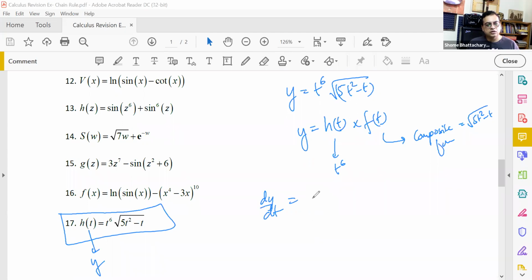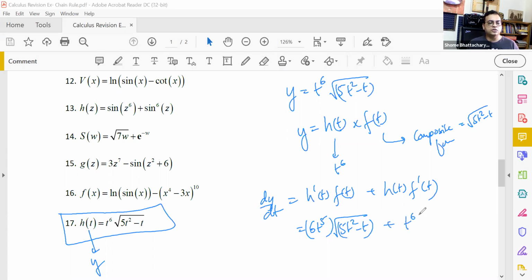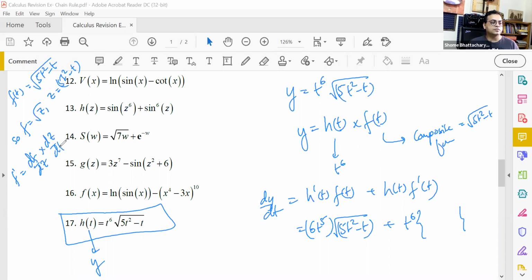Okay, so now I want to find dy by dt. So I'll use the product rule first. It will become differentiation of h into f plus h into differentiation of f. Now differentiation of h is very simple. It will just become 6t to the power 5 into f, which is the square root of 5t square minus t. But this second term is a little complicated, so we'll have to work this out separately. We'll use the chain rule here: f of t is the square root of 5t square minus t, so I can write f is the square root of z, where z is equal to 5t square minus t. So f prime will become df by dz into dz by dt. Is it clear up to this step?